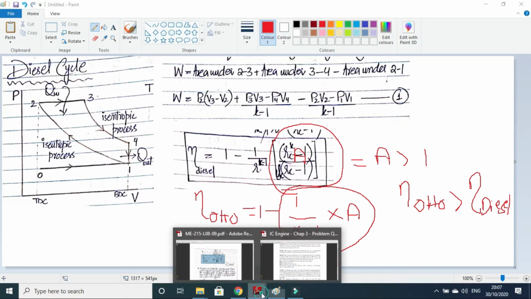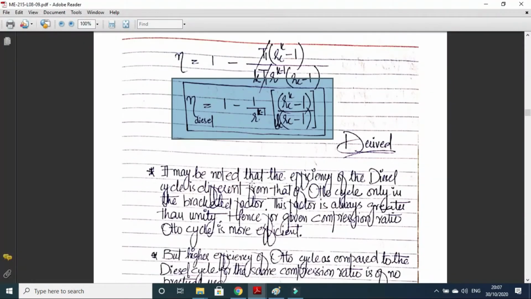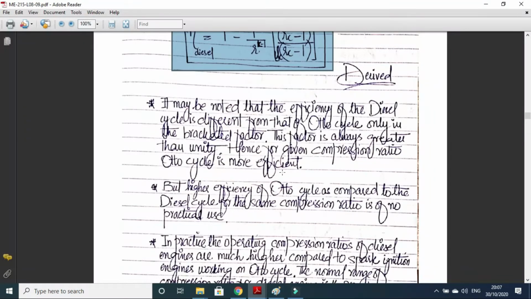But this is happening at constant compression ratio values, and we know that we operate a diesel engine at high values of compression ratio. That is why, practically speaking, diesel engines have higher efficiencies as compared to the Otto cycle, only because diesel cycles are operated at very high values of compression ratio. We do not normally observe the problem of knocking in the diesel engine, because we are compressing only air, and then we inject the fuel into the hot air.